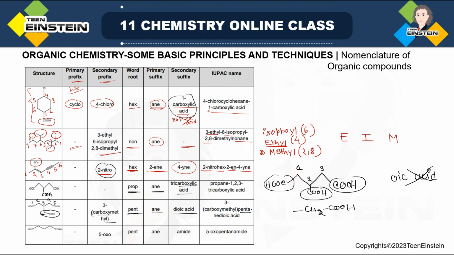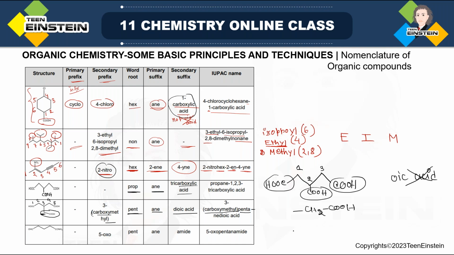Actually it is not pent, it is continuing: it is pentanedioic acid. Fine. And the prefix is 3-(carboxymethyl), carboxymethyl within brackets. So 3-(carboxymethyl) is the prefix, then the word root pent, followed by "an", pentane, and dioic acid.